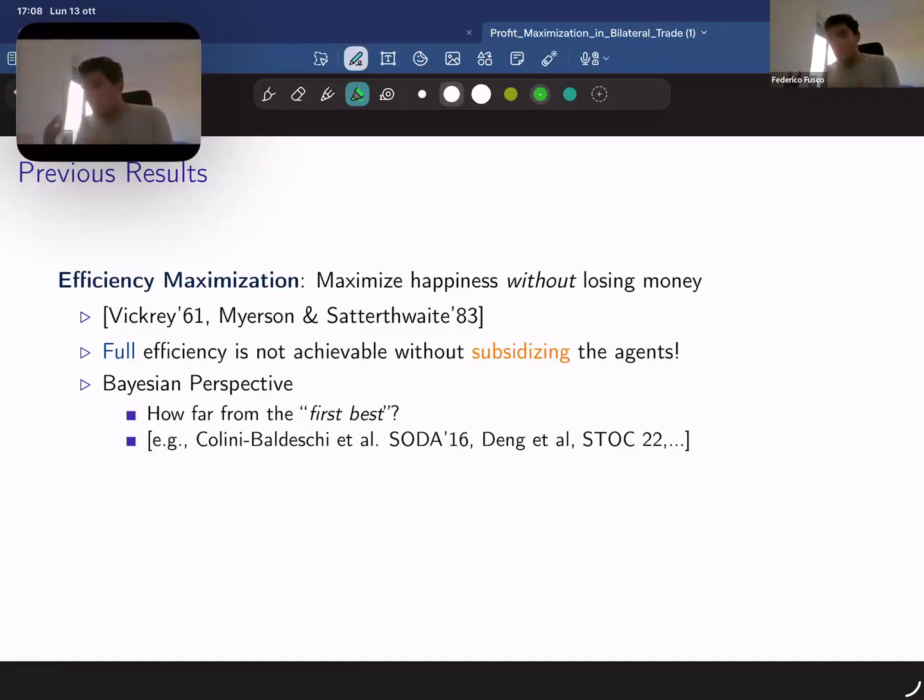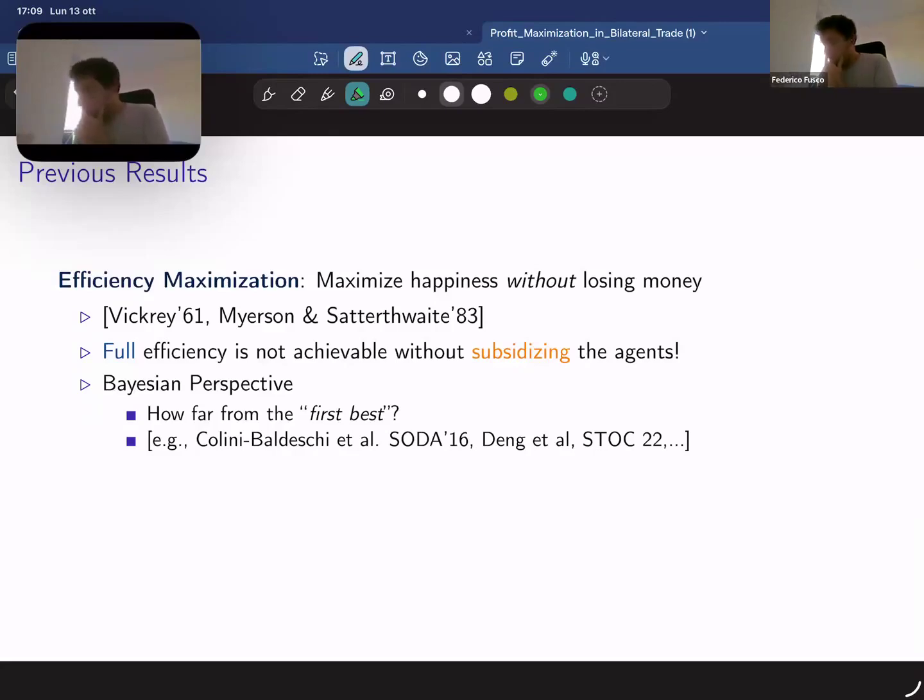So there is a long line of research, and maybe you have heard about some of these papers, that try to understand, okay, maybe getting the so-called first best, so full efficiency, is not possible, but maybe there are simple mechanisms that achieve a constant factor approximation of it. And actually, for social welfare, this has been well known for, I think, 20 years, while for gain from trade, the first constant factor approximation was at STOC '22.